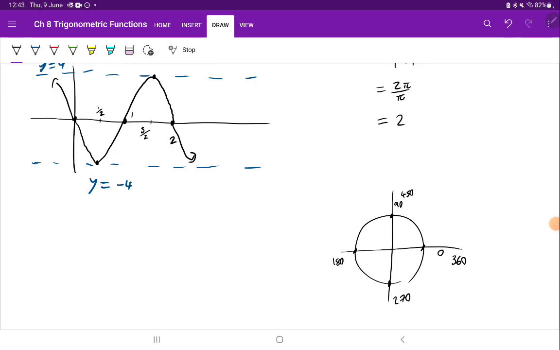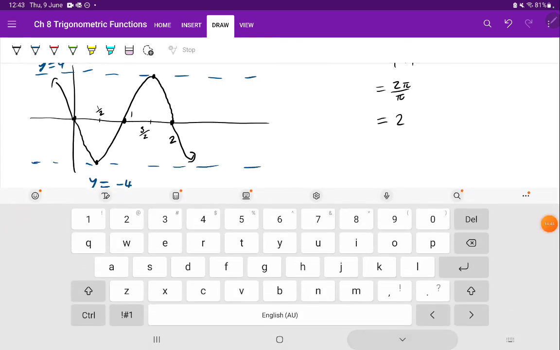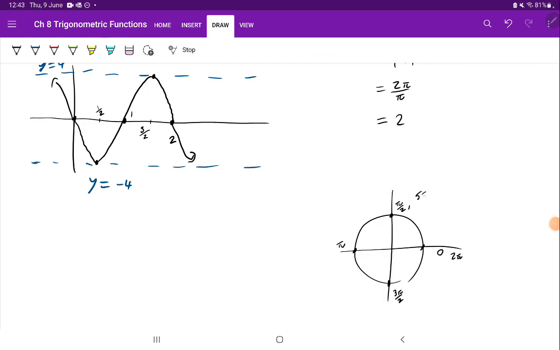If we do this in radians instead of degrees, it looks the same. Pi on 2, pi, 3 pi on 2, 2 pi. And then the next one is going to be 5 pi on 2, 3 pi, 7 pi on 2, and it's just going to keep on repeating forever and ever and ever.